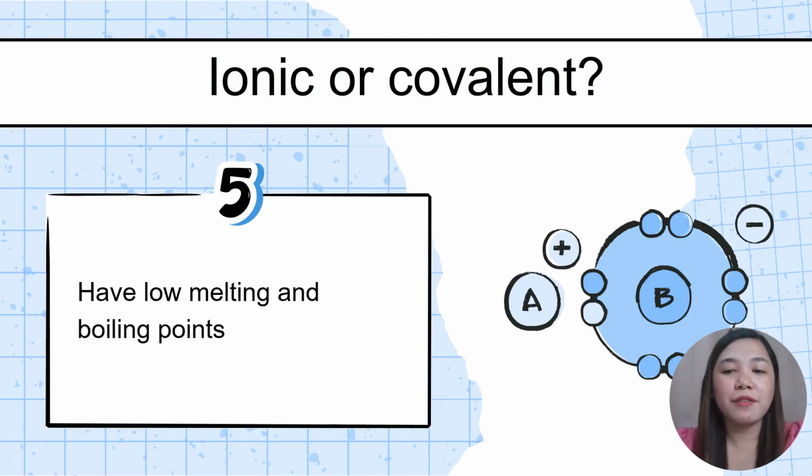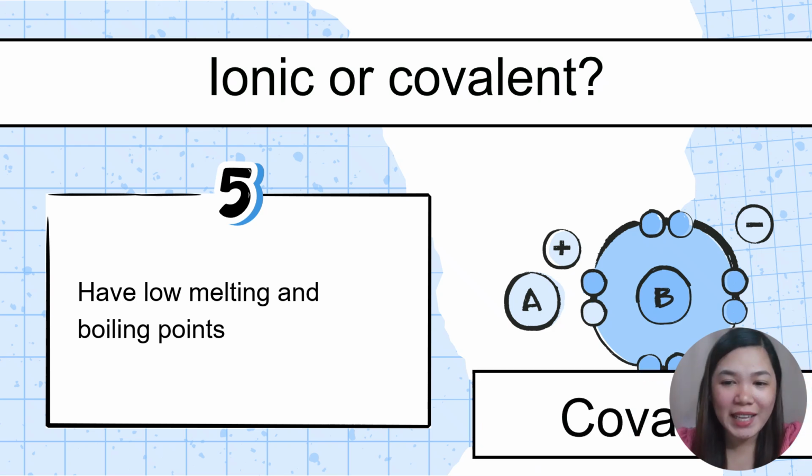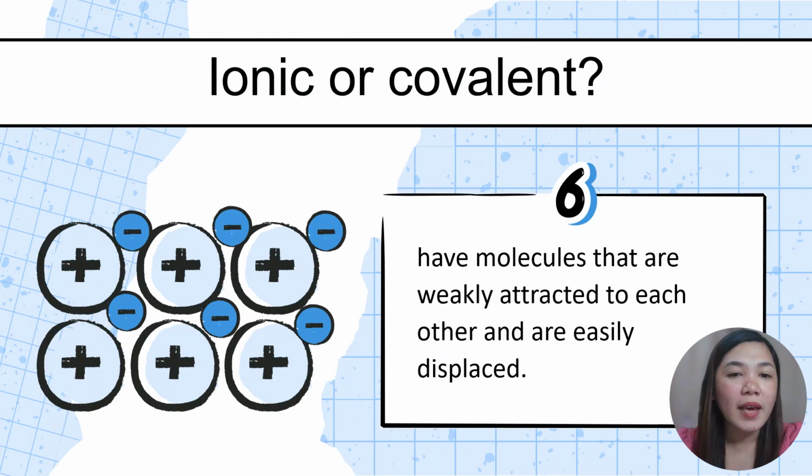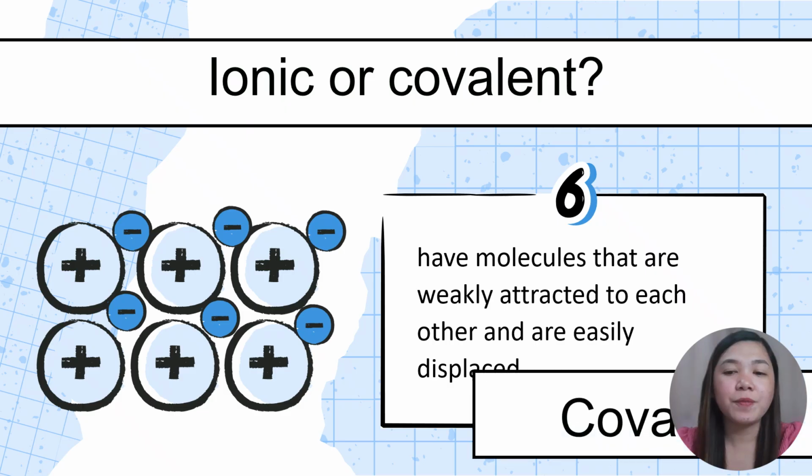Item number 5, it has a low melting and low boiling point. The answer, covalent. Very good. Item number 6, have molecules that are weakly attracted to each other and are easily displaced. Very weak attraction. The answer there is covalent. Very good.